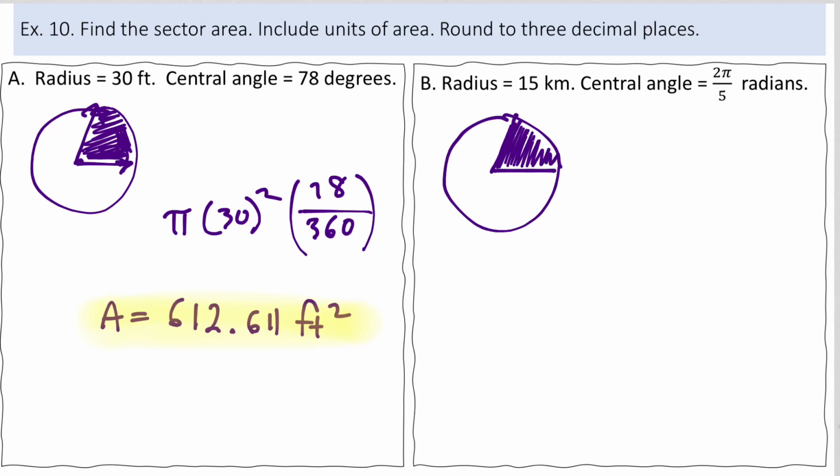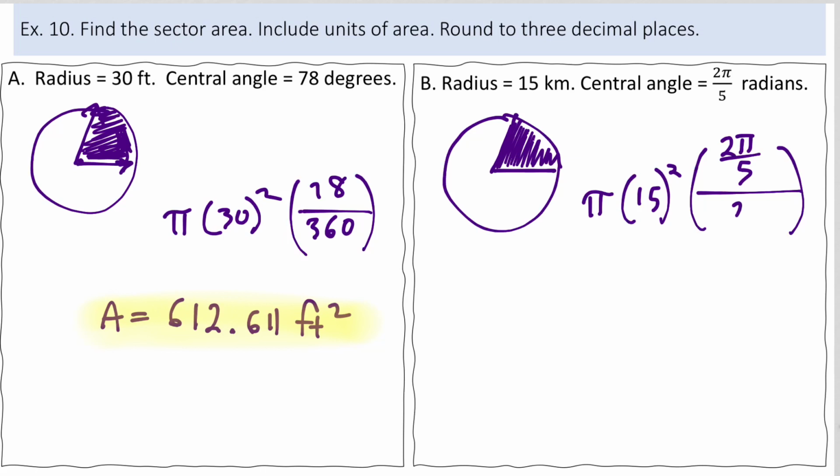All right, so if we were talking about the full circle, it would be pi times r squared. But we're only talking about a portion of that 360 degree circle. So we're talking about 2 pi over 5 radians out of a total of 2 pi radians. All right, so you're going to cancel out the pi's here.